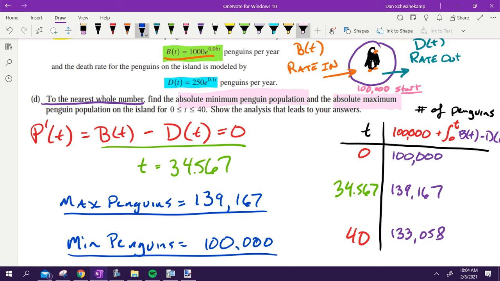Here's what you're looking for on this problem. Okay, here's how you would have scored your points. You got 1 point for doing this right here, for identifying that value, but you have to write the B of t minus D of t. You got 1 point for your table. You got 1 point for each answer. So that gave us 4 points here.